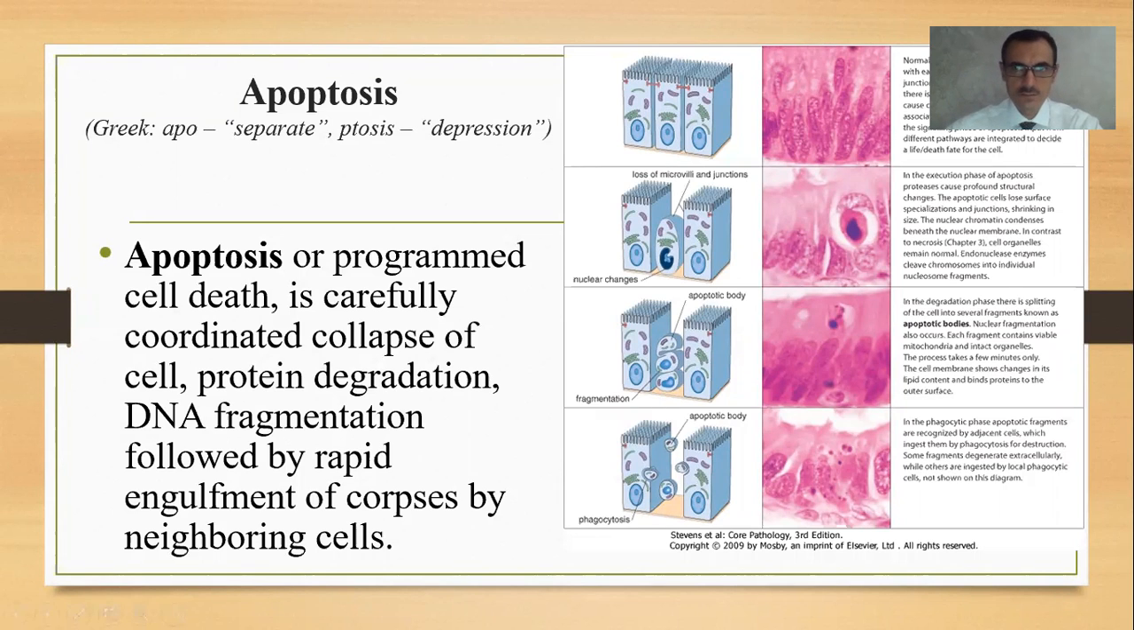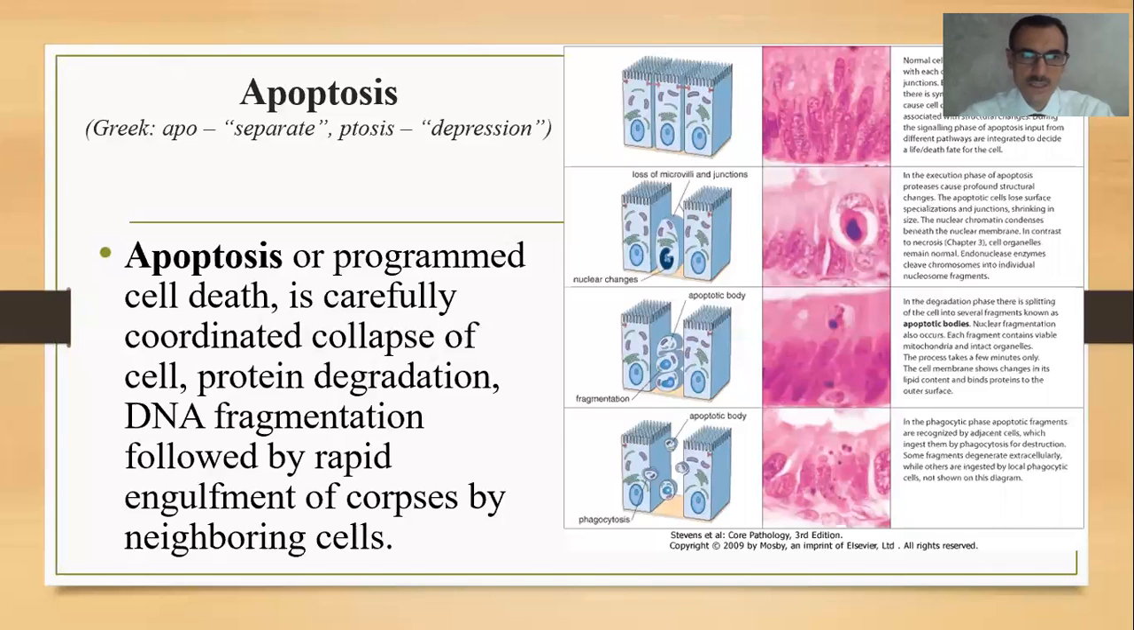Apoptosis. As you know, there are two types of cell death: apoptosis and necrosis. Apoptosis is taken from the Greek name. The apo means separate, and ptosis is depression. It is programmed cell death, a carefully coordinated collapse of the cell, protein degradation, and DNA fragmentation, followed by a rapid engulfment of the corpse by neighboring cells.